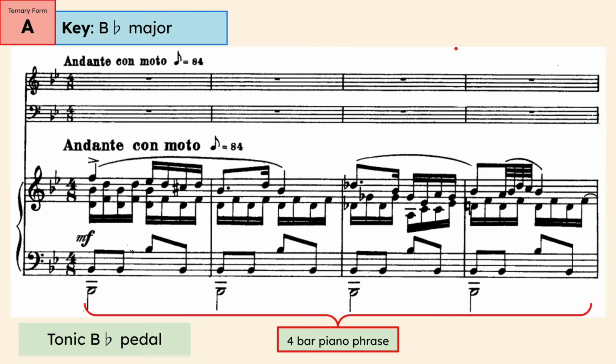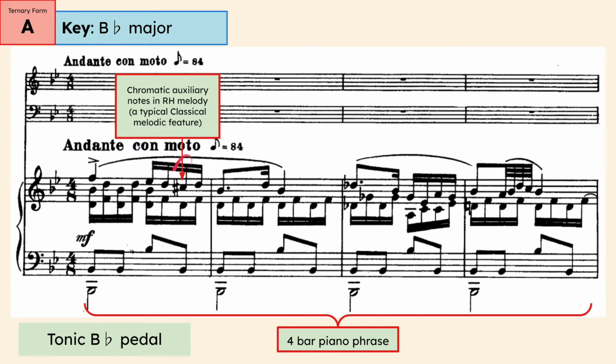The movement begins in B flat major with a 4-bar piano phrase over a tonic B flat pedal. The first 2 bars are fairly normal. You can see some chromatic auxiliary notes in the melody, like the C sharp in bar 1, and the 2019 mark scheme describes these auxiliary notes as being typical of the classical style.